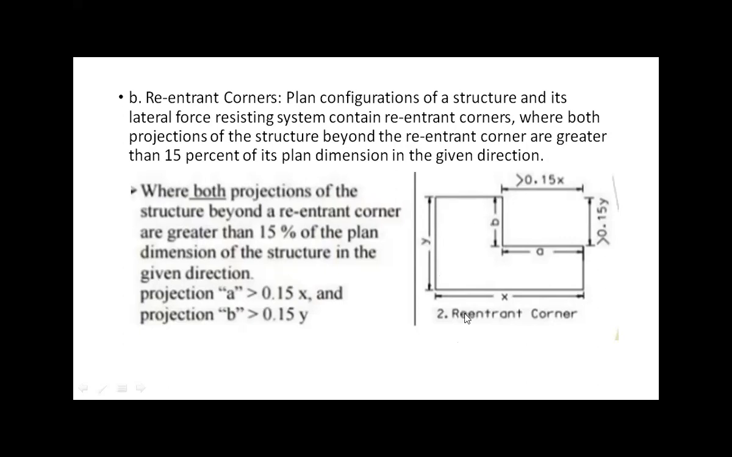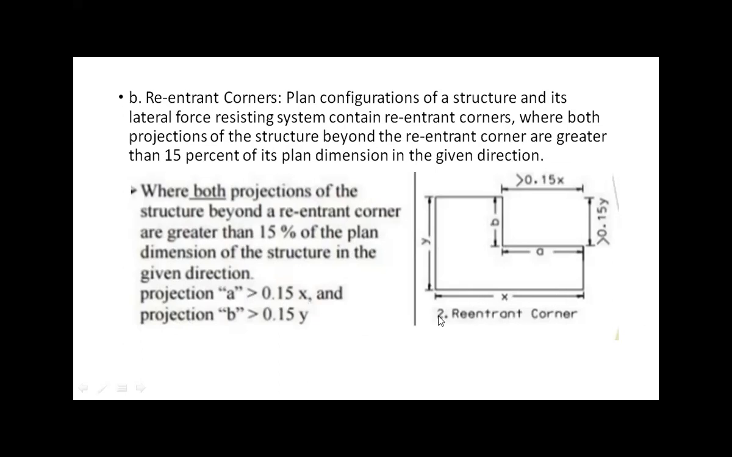They are taken from this basic plan. And you can see here, these are the projections over here. This is A and B. So how much should that projection be? That A should be greater than 0.15x. Okay, there is a rule for this re-entrant corner. If you do not assume such rules, then that will affect the structure. So you can see here, this is a projection A greater than 0.15x.